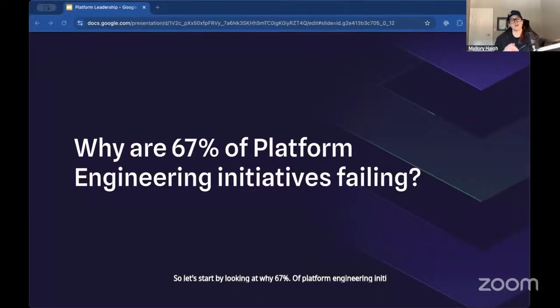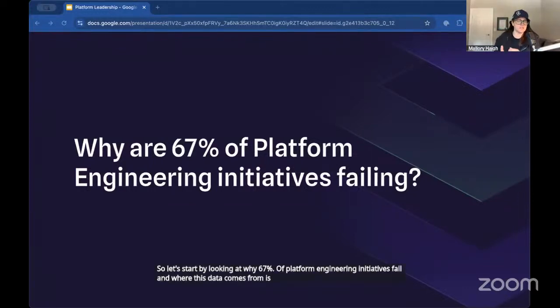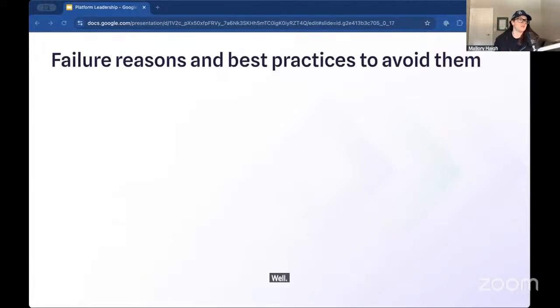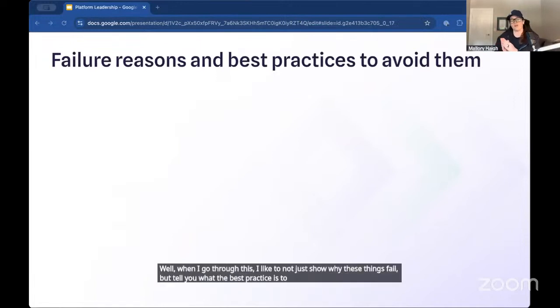And where this data comes from is the state of platform engineering, as well as our interactions with the community as a whole. So 67%, that's a majority. That is an awful lot. But why is this actually happening? Well, when I go through this, I like to not just show why these things fail, but tell you what the best practice is to avoid them. And I want to be very pragmatic and blunt about it because I think it's important to know what risks you could come up against and what it might look like, but also how to mitigate them.